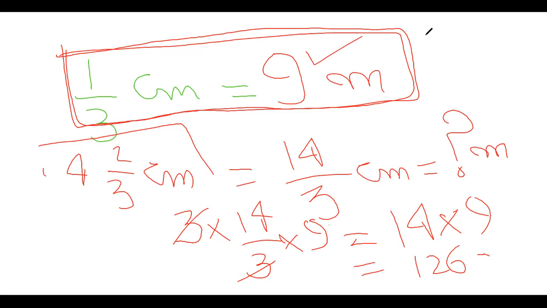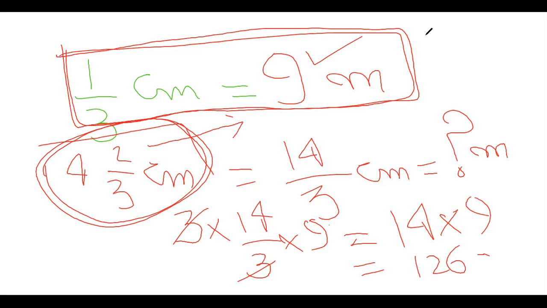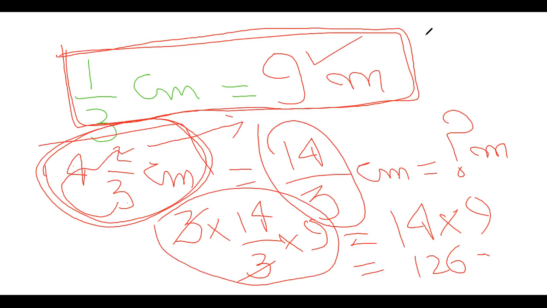And we will have to convert this length. This is the length on the map. So 4 and 2 by 3 centimeter long is the hallway. What we will have to do is make it improper: multiply this with this, add this, 14 by 3. Now the conversion formula is 14 by 3 and 9, because 1 is for the 9. So this 3 is gone with this 3, and we have only these two. So this is the answer.